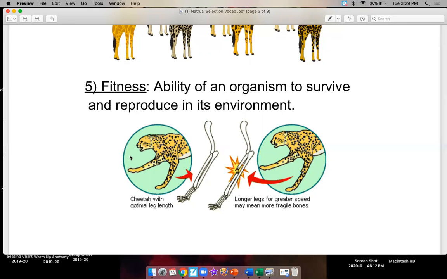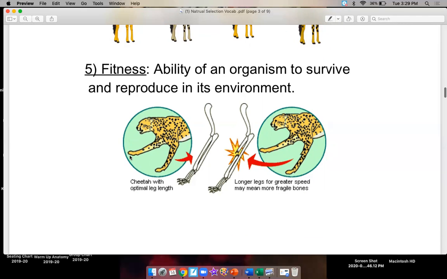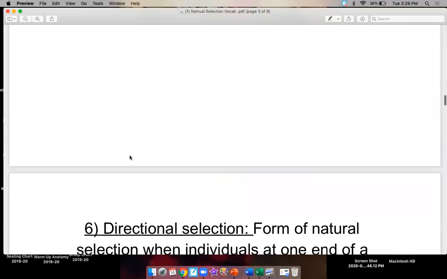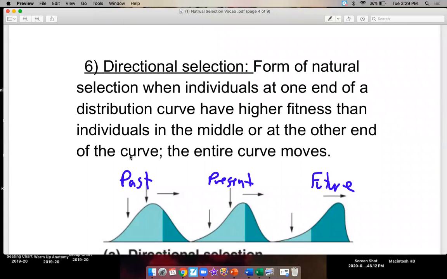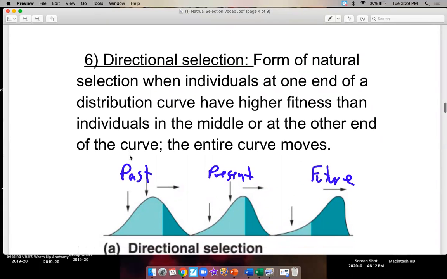So whoever's traits are more fit for their environment, for where they live, for their lifestyle, that is what fitness means. Right? It doesn't mean you're stronger. It means you're more likely to survive and reproduce. Right? Sometimes being slow or weak is the way you want to go if that's what works in your environment.